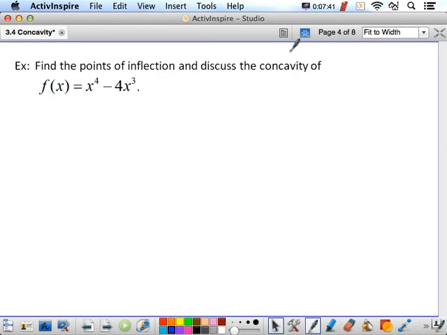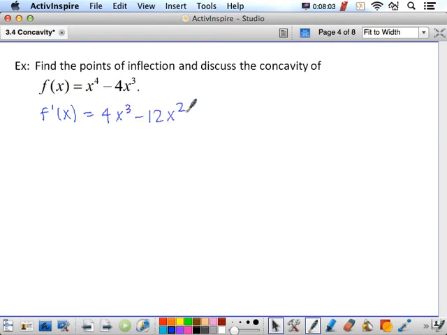So now we're going to find the points of inflection and talk about the concavity, but this is a much easier graph because it's a polynomial and we just have to use the power rule, not the quotient rule. So we have f of x equals x to the 4th minus 4x cubed. If I take the first derivative, what do I get? 4x cubed minus 12x squared.